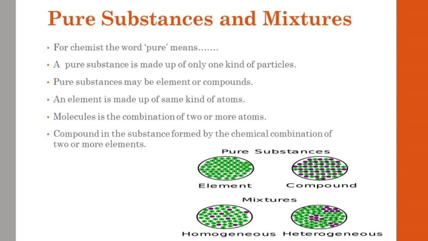An element is made up of the same kind of atoms. A molecule is the combination of two or more atoms. Compounds are substances formed by the chemical combination of two or more elements. A mixture is a physical combination of two or more substances.